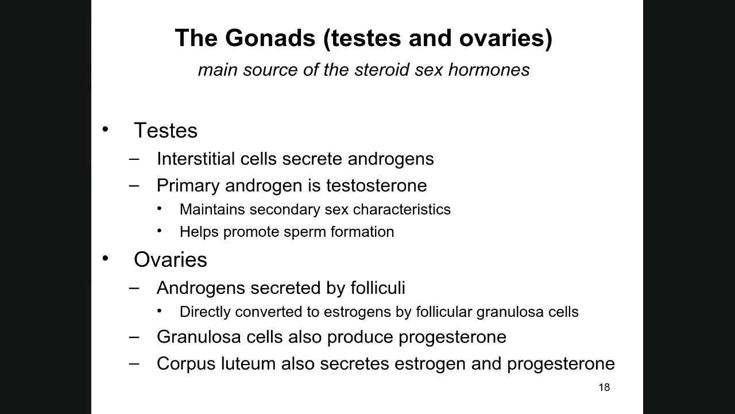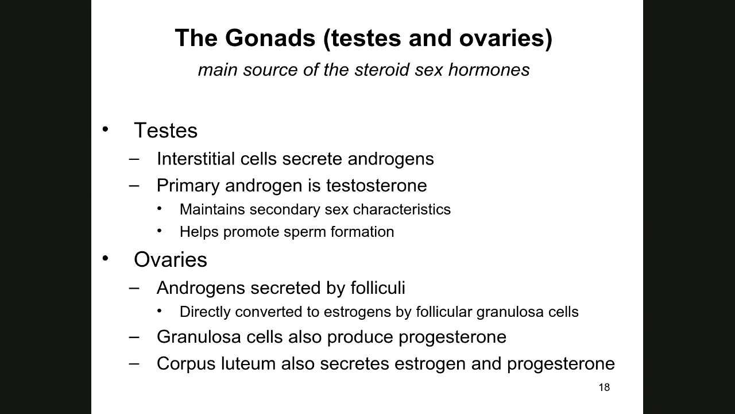The gonad cells, the gonads, testes and ovaries, are the main source of steroid sex hormones. Again, it's steroidal. That means the receptors on the target cells should not be membrane receptors. They could be cytoplasmic or nuclear. Now let's look at the testes. The interstitial cells secrete androgens. The primary androgen is testosterone, which gives the main secondary sex characteristics and helps promote sperm formation.